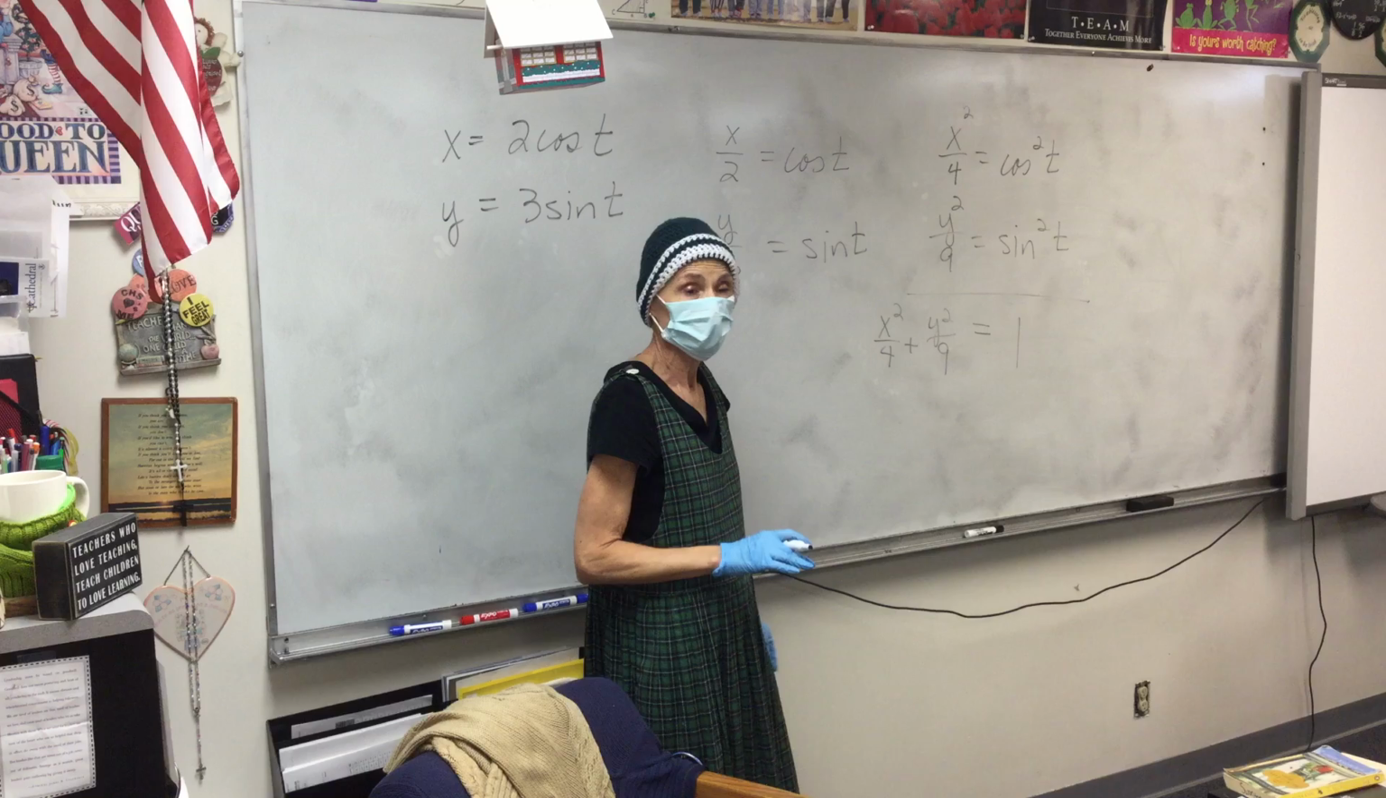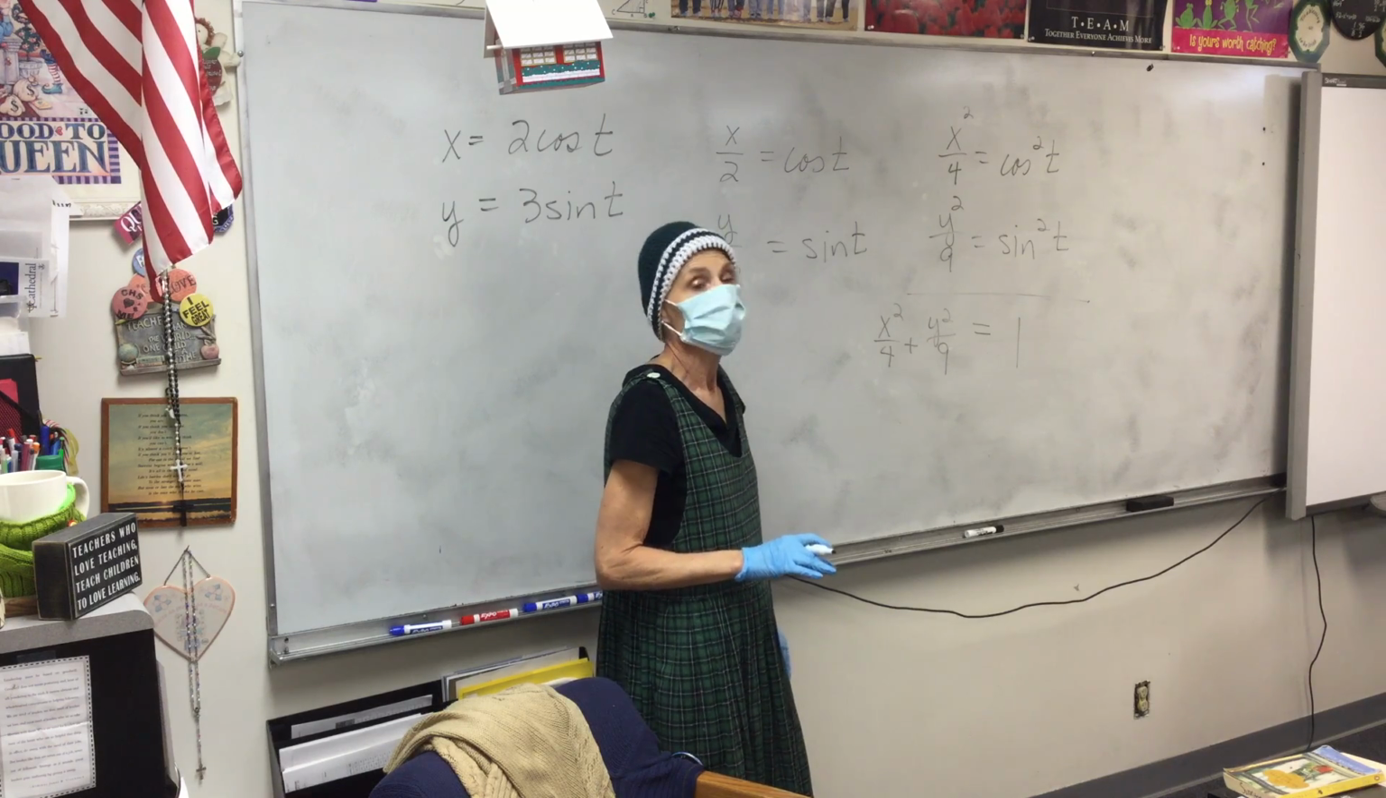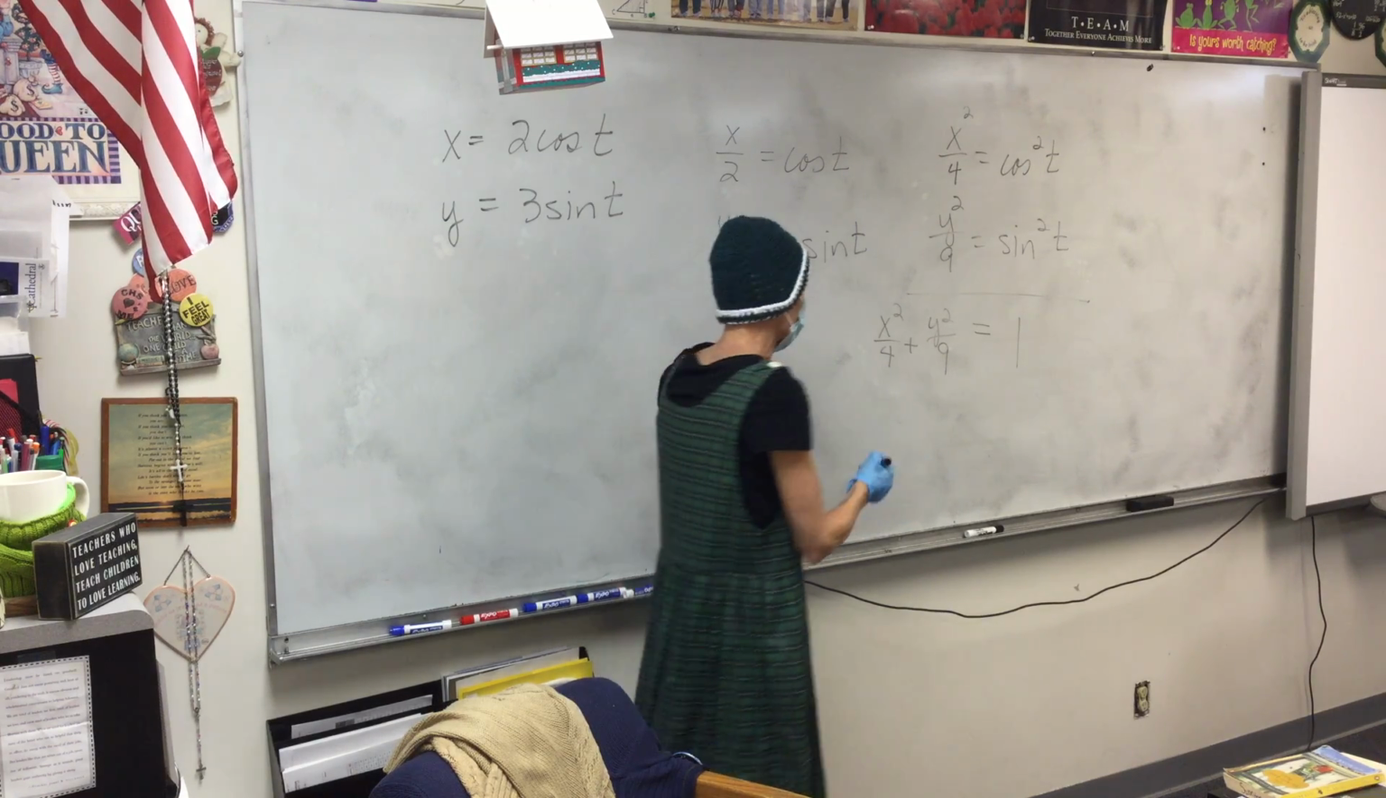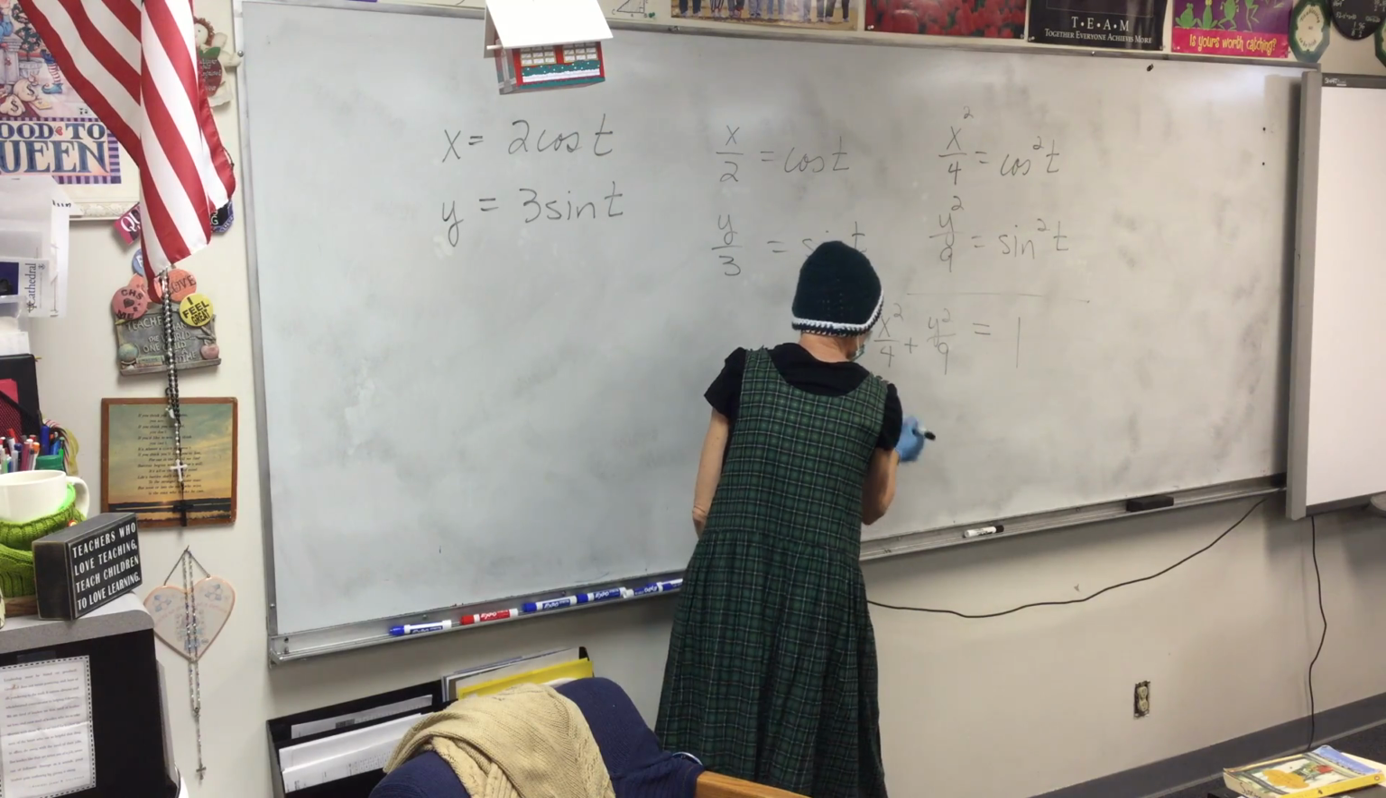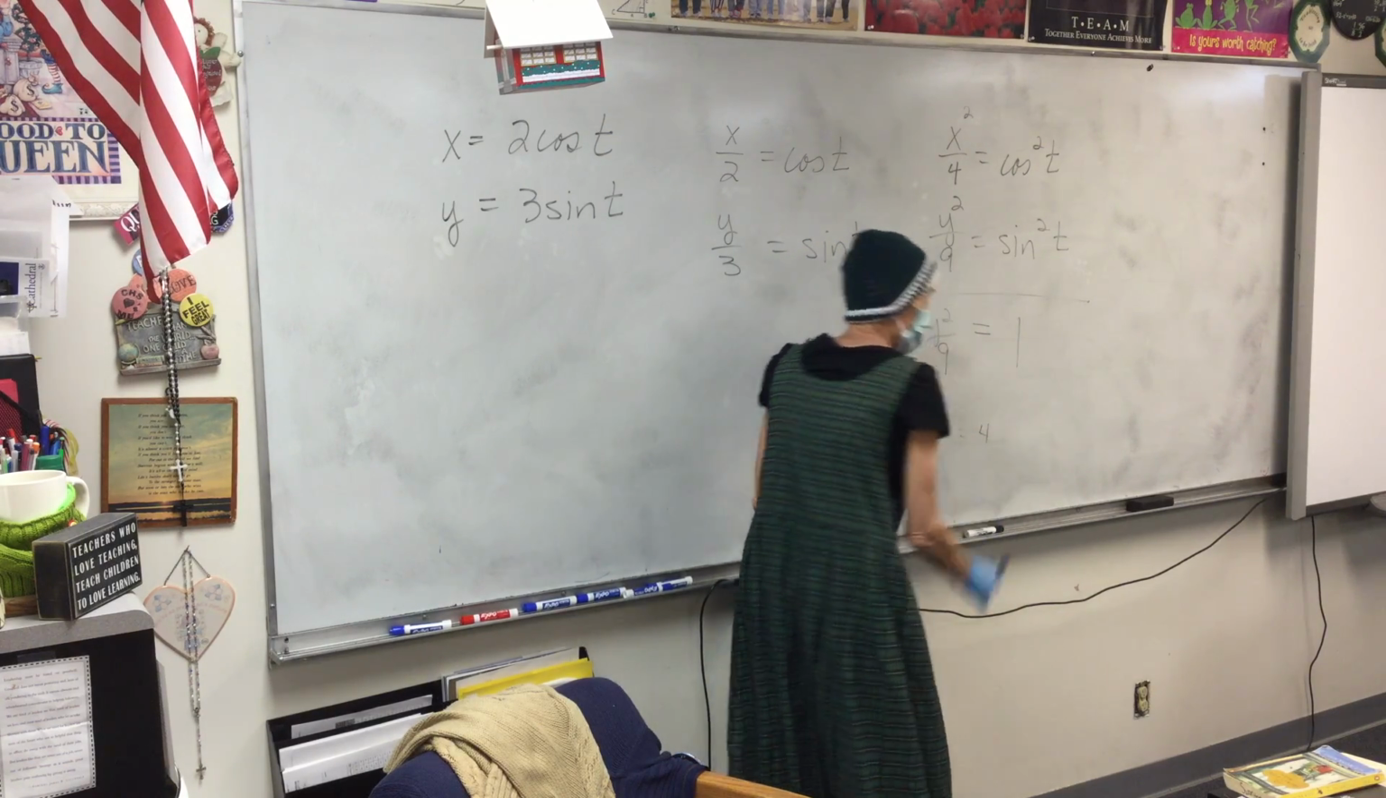If both numbers on the bottom were 4, would you multiply and then it equal would be a 4? Circle. If that had been a 4, then you would have x squared plus y squared equals 4. Yeah, that would be a circle.